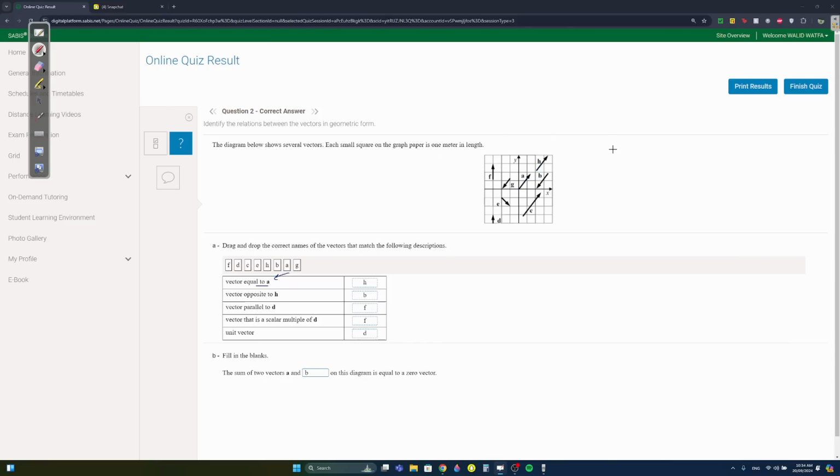Vector opposite to H. If it's opposite to H, that means it has the same magnitude but opposite direction. So it should also be two squares diagonal, going in the opposite direction. That is going to be B because it's going down.